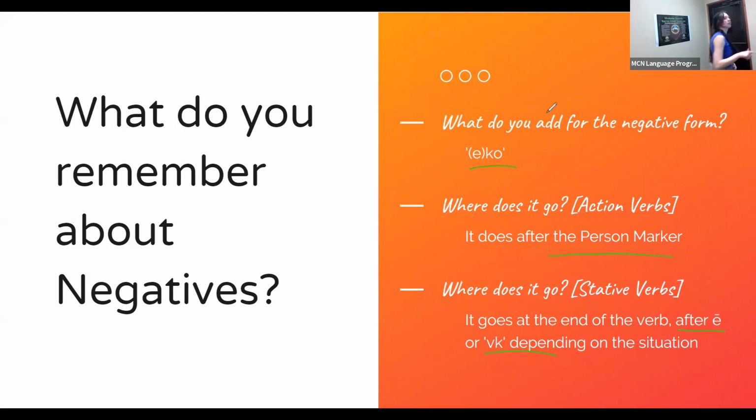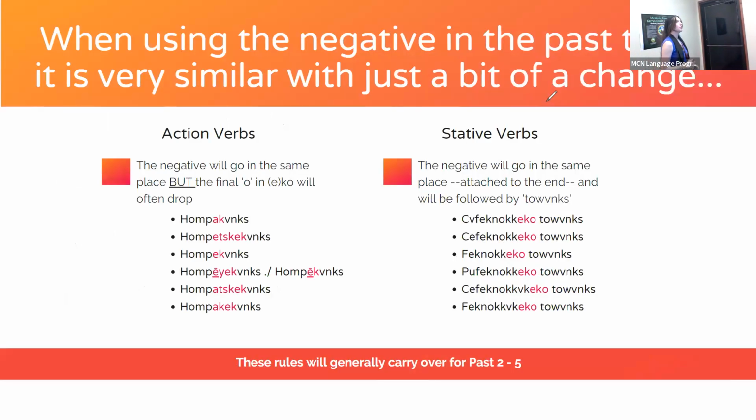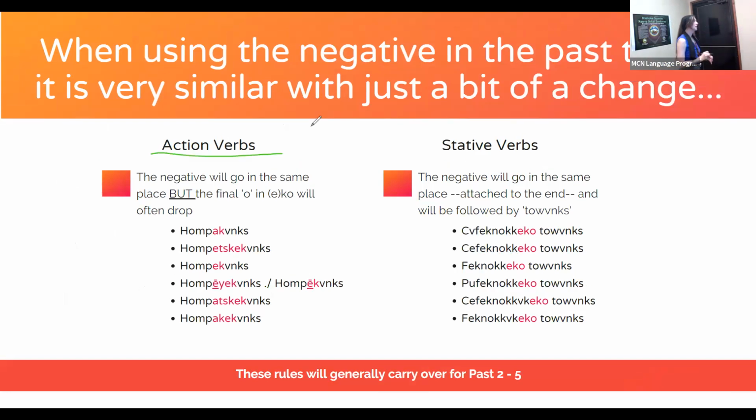Okay. So remembering all that, that's basically going to stay the same. That's kind of the rule. So when we're using the negative in the past tense, because we're going to be doing it in past tense, it's extremely similar. We just have to make one little change. For action verbs, the negative goes in the same place, but the final O is dropped. So instead of ego, it becomes e. E.